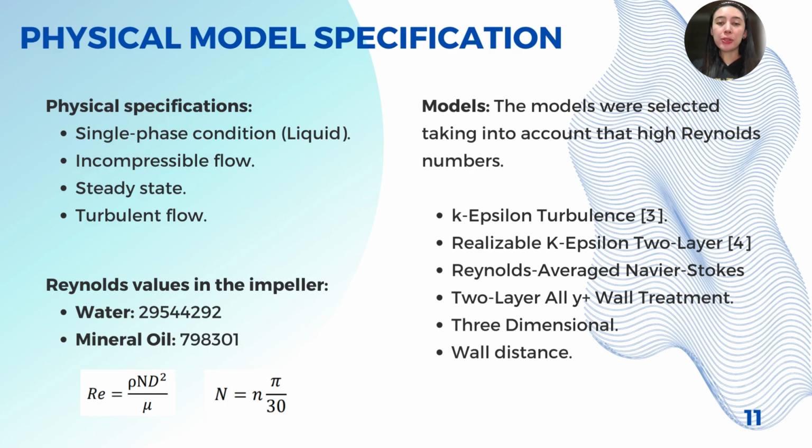The Reynolds number was calculated for water and oil following the equation shown in this presentation, taking into account that the rotational velocity is in units of radians per second. The values for both fluids suggest a turbulent regime. Based on the high Reynolds numbers, the K-epsilon turbulence model was chosen, with a K-epsilon two-layers model, and the selected treatment was the two-layer all-y-plus wall treatment.